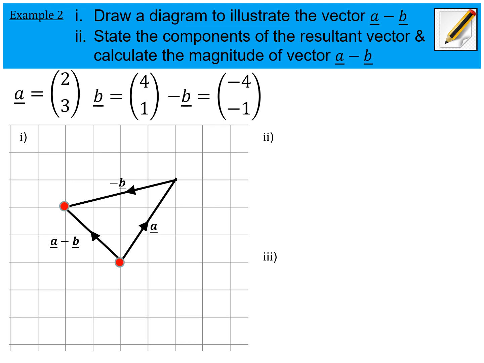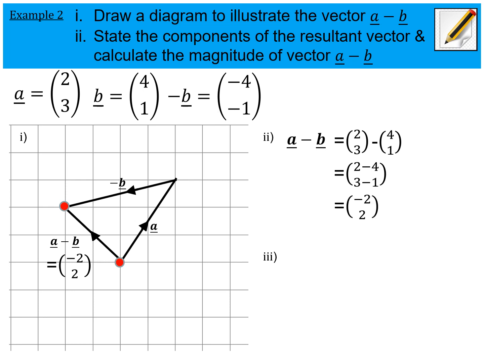To get the column vector for this, we go from the start 2 to the left and 2 up. So we have a column vector of (negative 2, 2). We can check this with a column vector calculation. So let's look at part 2. A subtract B would be (2, 3) subtract (4, 1). So we end up with 2 take away 4 and 3 take away 1, so (negative 2, 2).